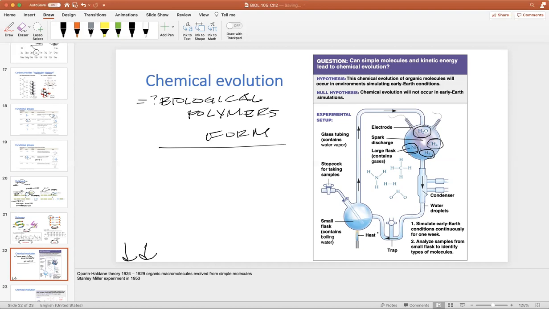So we have heat, which is a condition that we believe existed on early Earth. We have lightning, which we think existed on early Earth. Then we let the water cool and condense. Water droplets form, and then we start this cycle all over again. They let this go on for 1 week. At the end of 1 week, they analyzed what was in the flask to see if the water vapor that went through this highly electrified chamber picked up any of these molecules, and did it form any polymers?